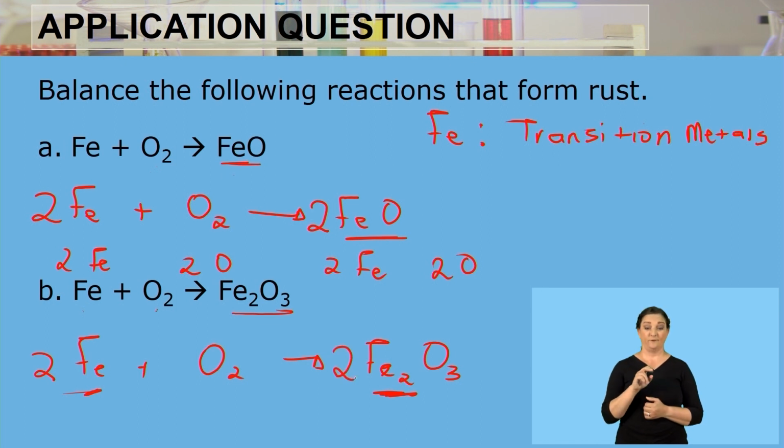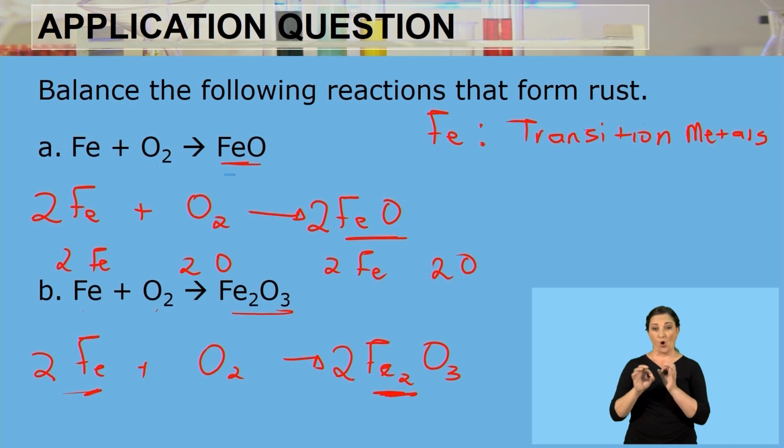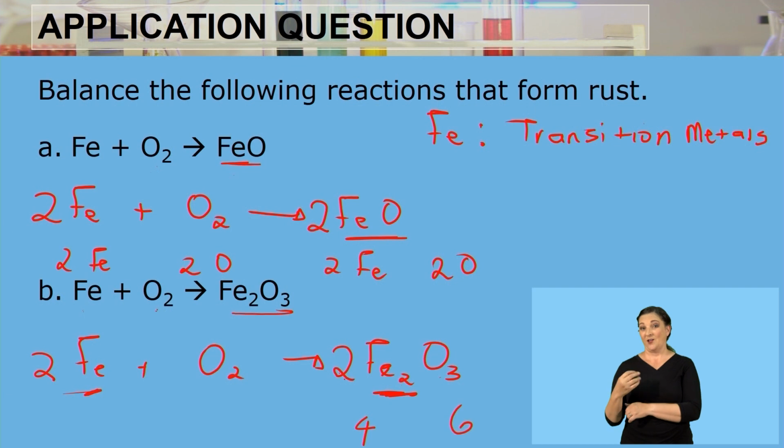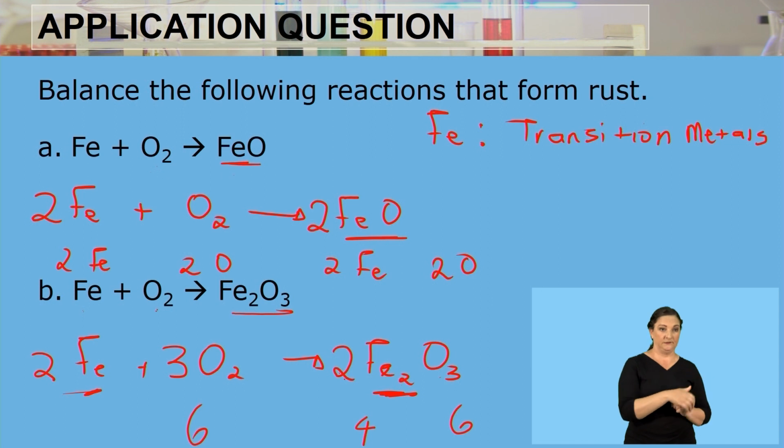If I put a 2 again there, so I'm changing the number of molecules or the number of atoms of iron. It's going to be 2 times 2, which is now going to be 4. And then with regards to the O, 2 times 3, it's 6. But then on the left-hand side, I still have 2 and I still have 2 again there. If I put a 3 here, this 3 multiplied by 2 will give me a 6. So 6 for oxygen, balanced.